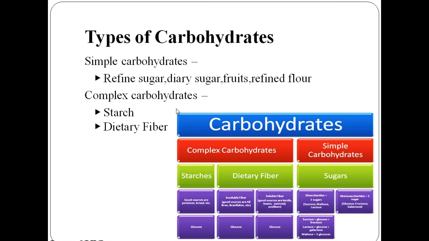Since these carbohydrates require more time for conversion, they are constantly used up by the body. Therefore, the sugar which is converted to fat is not stored in a large quantity, unlike simple carbohydrates. Complex carbohydrates are of two types. One is starch and the other one is dietary fiber.